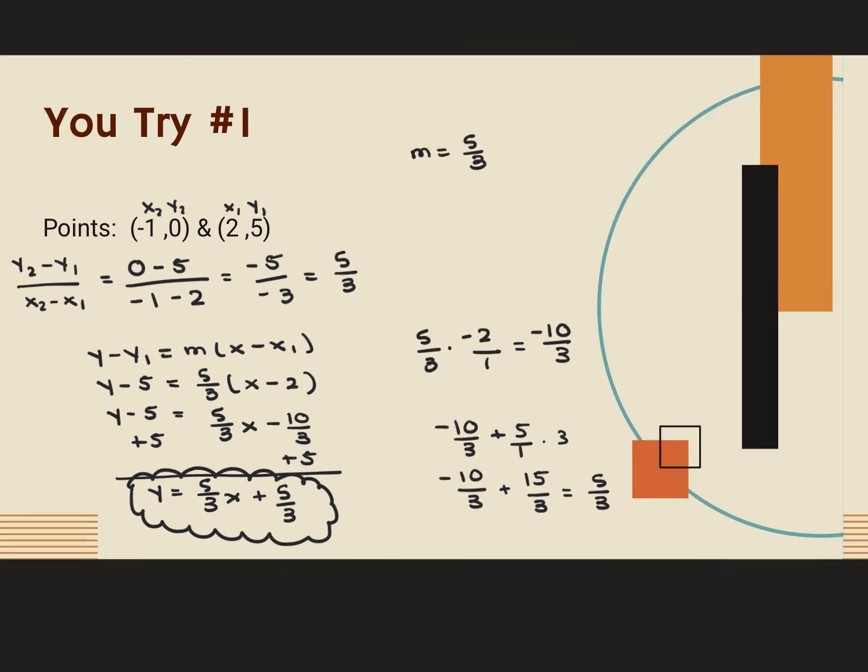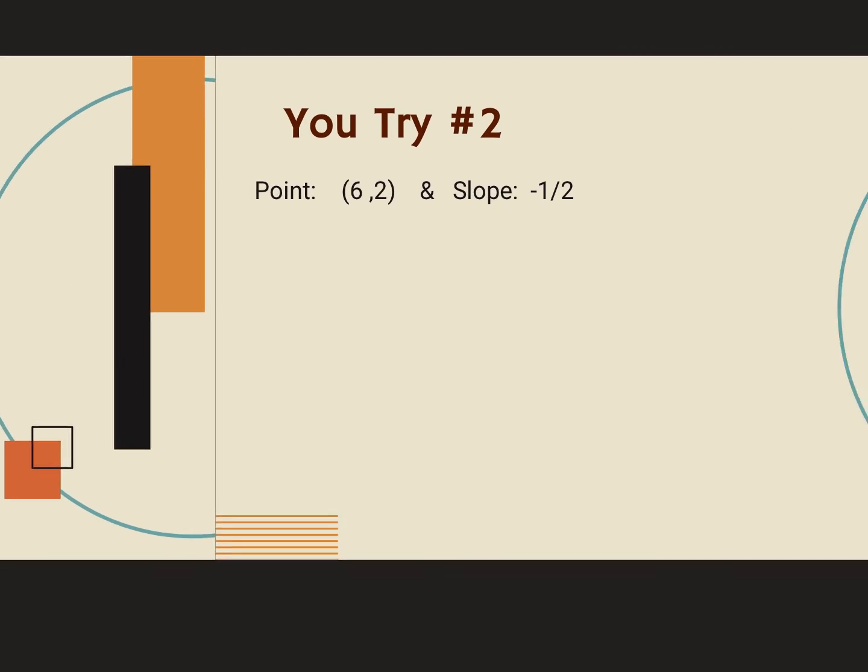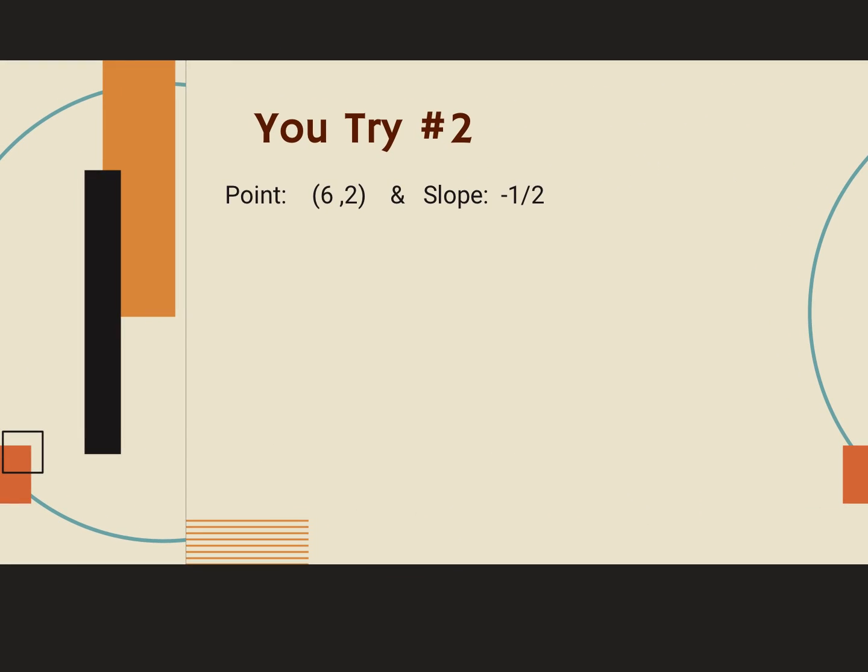All right, let's go to the next one. Now I want you to pause the video and try this one on your own as well. So now you're given a point and you're given the slope. So we don't have to use the slope formula to find the slope because we're given the slope, but we definitely have to use our point slope formula, which I'll write again: y minus y1 is equal to m times x minus x1.